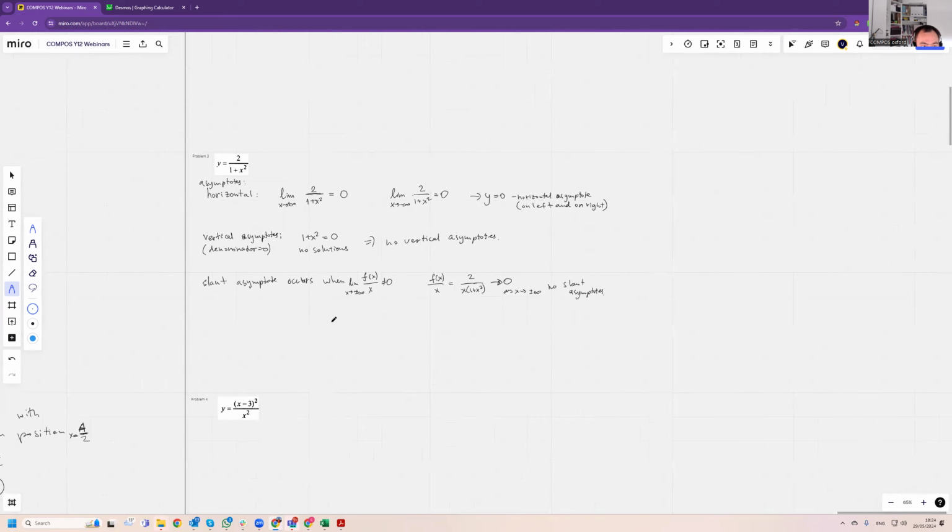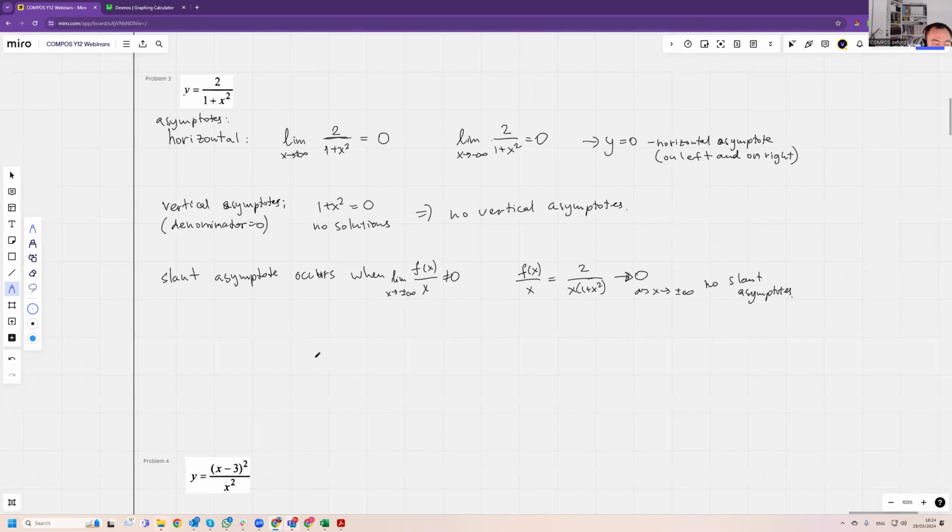Okay, so very quickly I find the zeros. There are none. There are no zeros here. The y-intercept is 2. Y equals 2.